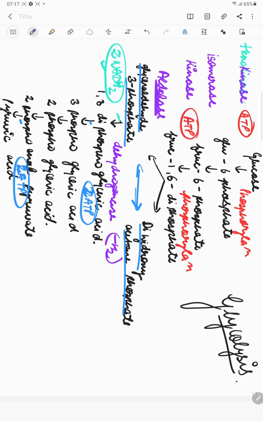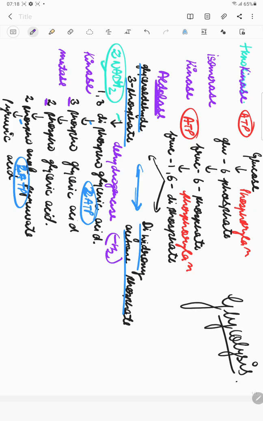Now, in the next step, when 1,3-diphosphoglyceric acid is converted into 3-phosphoglyceric acid, and you must be noticing that one phosphate has been removed, and whenever the removal or the addition of phosphate takes place, the enzyme is kinase. Which enzyme? Kinase. Now, in the next step, when 3-phosphoglyceric acid is converted into 2-phosphoglyceric acid, and you must be seeing that these are the position isomers of each other, the enzyme would be mutase.